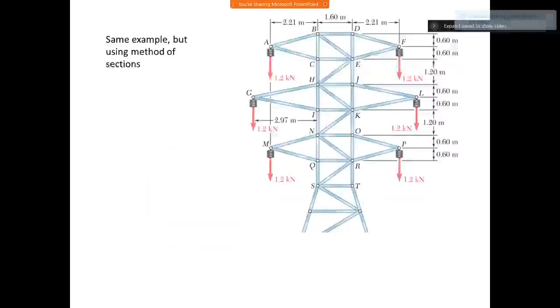So this was the method of sections, and that completes our analysis of truss.